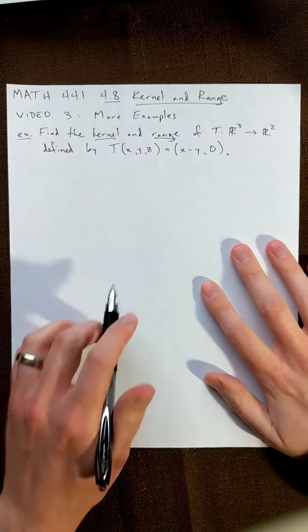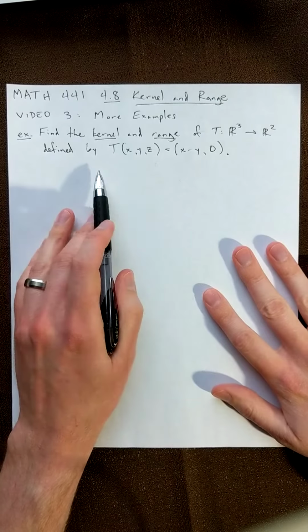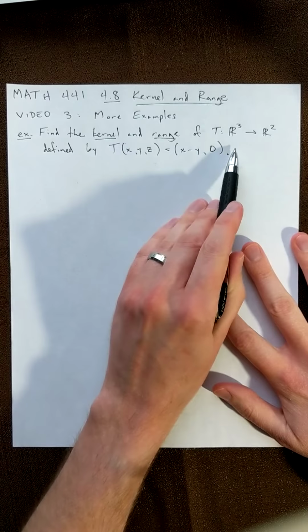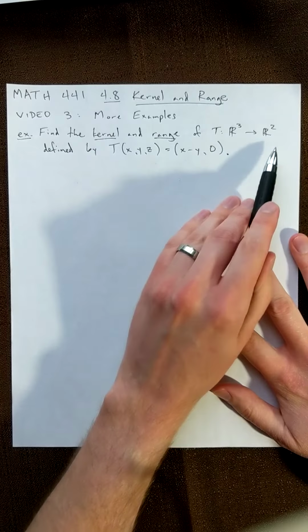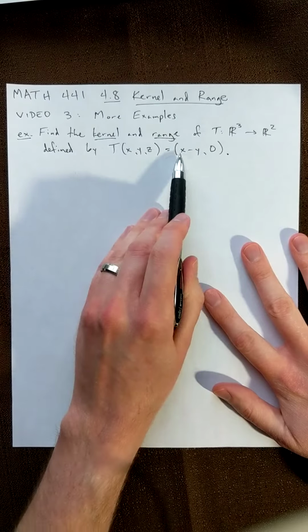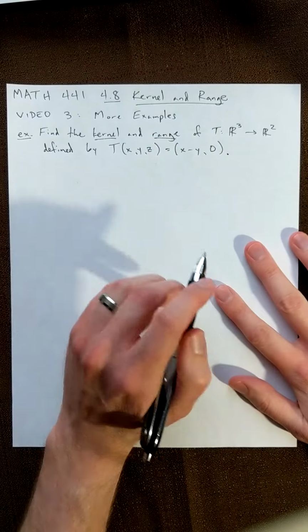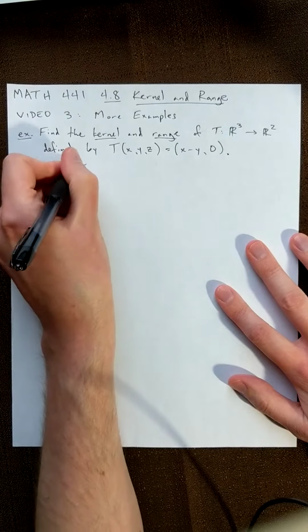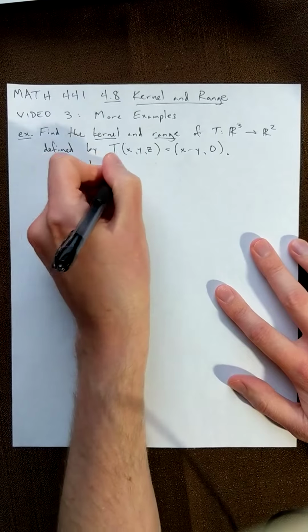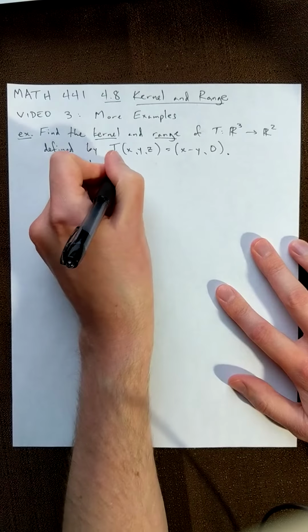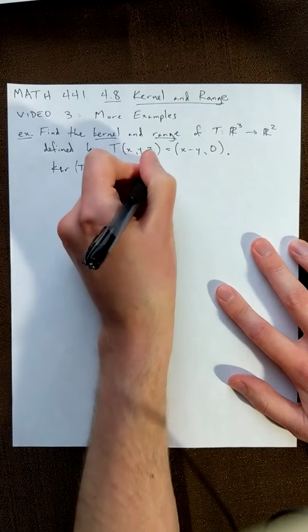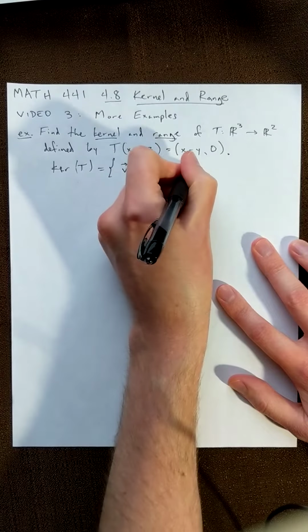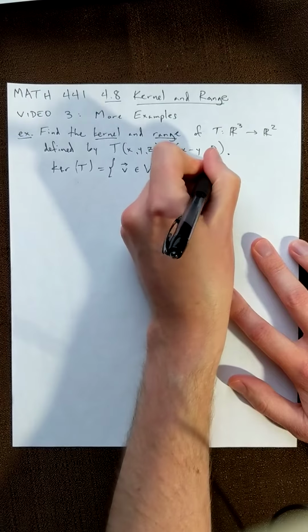Okay, in this video I want to look at some more examples of finding the kernel and the range. So I'm going to look at this particular function that goes from R3 to R2. So our domain is R3, our codomain or our outputs are in R2. And we had a formula for the kernel. Ker T is the set of all vectors v in V such that T of v was equal to the 0 vector.